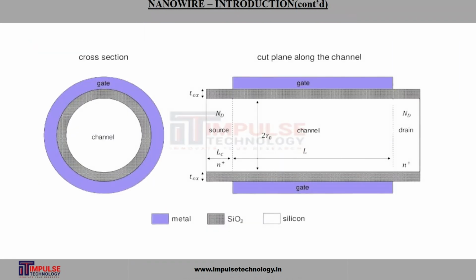If we talk about the cross-section of the nanowire, it has two concentric cylinders. The inner cylinder is filled with silicon and the outermost layer is the gate, which is made of metal, and in between, silicon dioxide is present. And we should talk about the cut plane along the channel. One end is the source and the other end is the drain. In between, the channel is present.